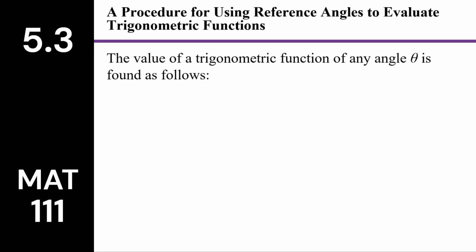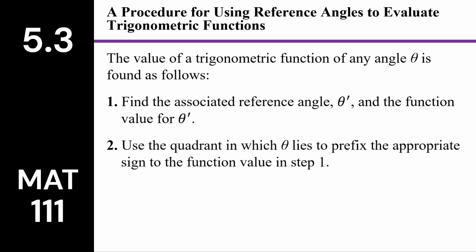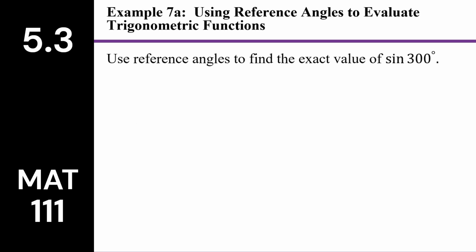So our procedure for finding the value of a trig function for any angle theta will be to first find the reference angle, theta prime, and then find the trig function value for theta prime. Then we'll determine whether it's positive or negative based on the quadrant in which our original angle theta lies.